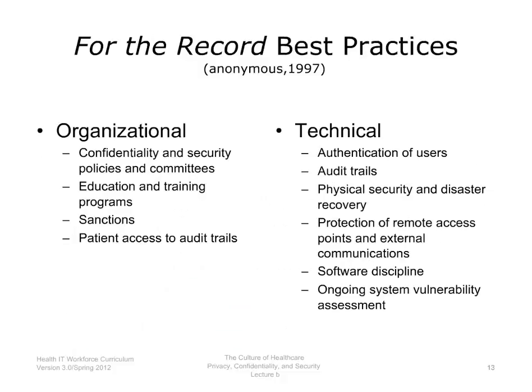For the record, it lists a number of best practices divided into organizational and technical practices. Organizational practices include confidentiality, security policies and committees, education and training programs, and the all-important sanctions, so that when an individual is caught breaching security, he or she faces appropriate penalties. Patients also need to be given access to the audit trail, so they can see who has accessed their record, and then determine whether it has been done appropriately.